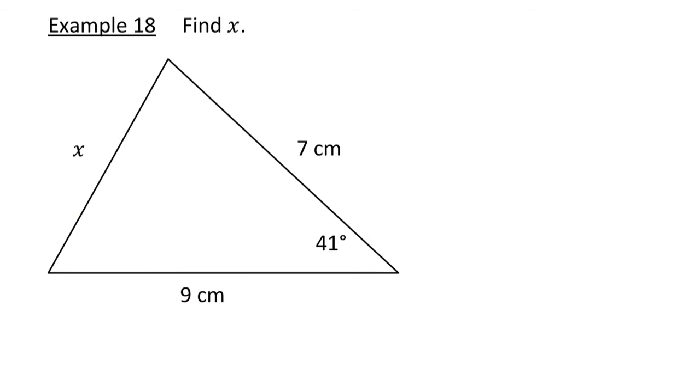So example 18, find x. The first thing we're going to do is label the sides. So let's go for A, B, and C. And then the small letters are the sides opposite angle A, angle B, and angle C. So we get that, and what we're looking for is c. We've been given two sides and the included angle, so that means we're going to be using the cosine rule. Now, we're looking for side c.